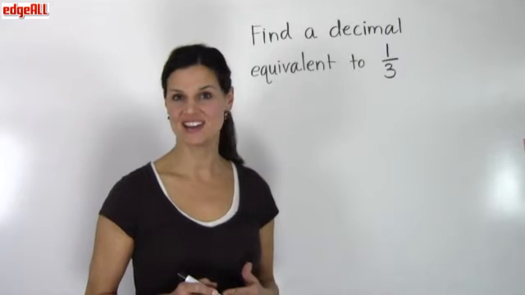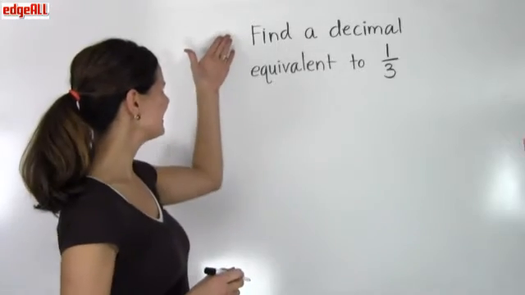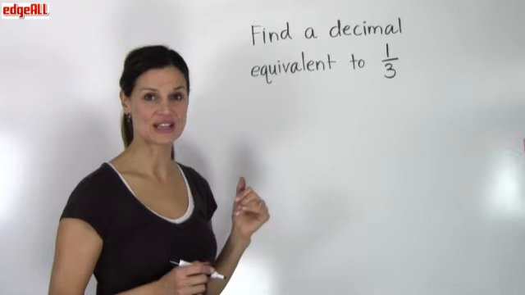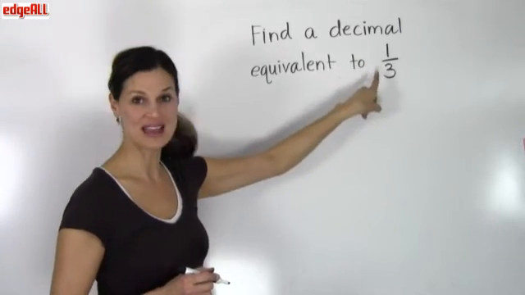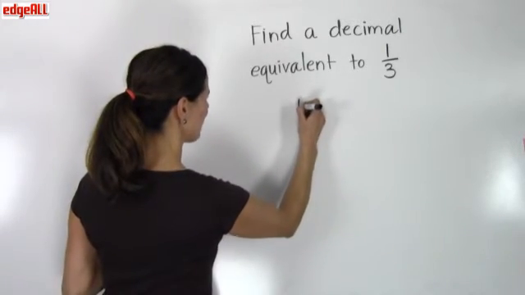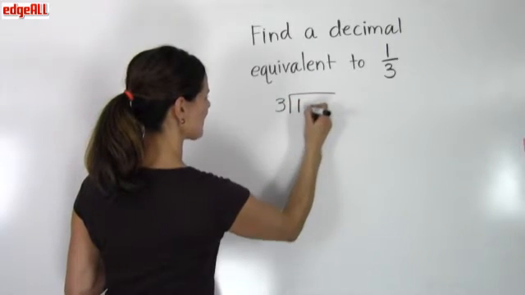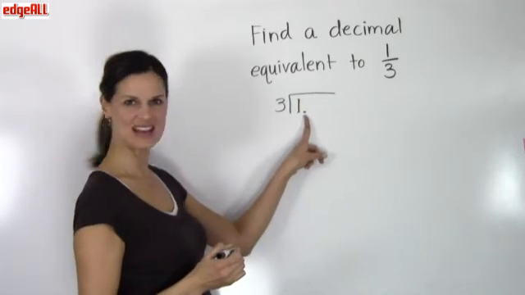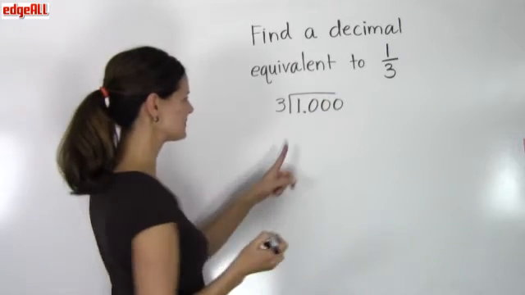Sometimes a fraction cannot convert easily to decimal form. Let's take a look at this, for example. Find a decimal equivalent to 1/3. So we're going to begin by dividing 1 divided by 3 and see what kind of answer we come up with. So 1 divided by 3, and I need to make my 1 into a decimal by adding a decimal point after my whole number and a few zeros afterwards.